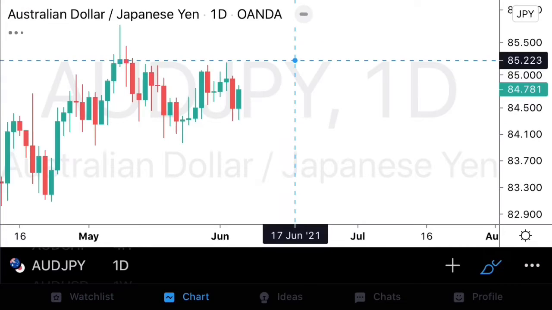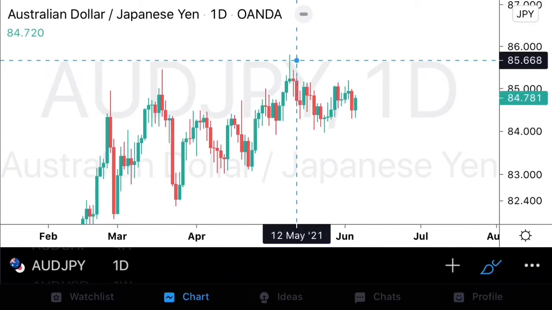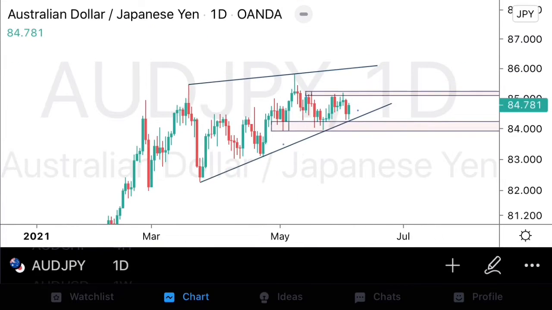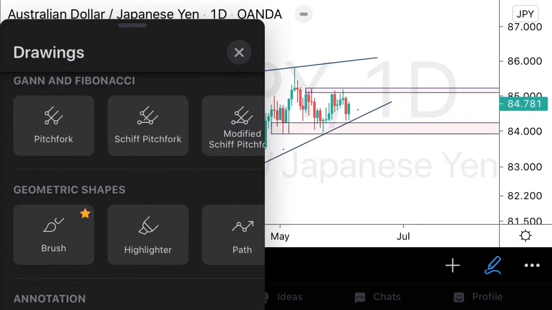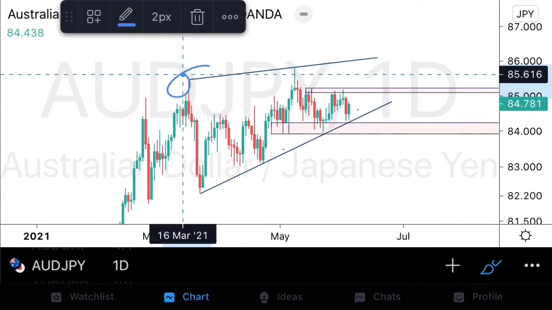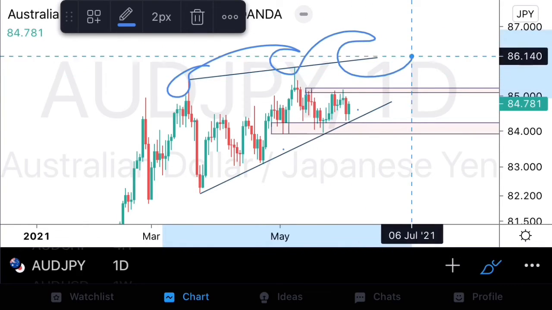Let's go on to Aussie Yen, guys. On AUDJPY, what we will see is that we do have this ascending structure. Now, this ascending structure, as we spoke about last week, has the potential to create a 3-touch structure for us.